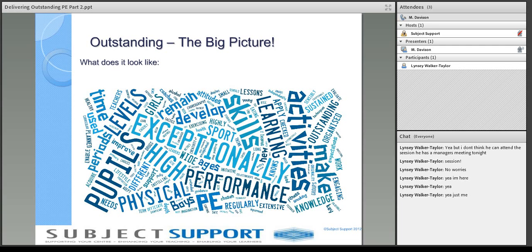You can probably remember this picture that we looked at last session, based around the key things that we should see in an outstanding PE lesson. So we've got the exceptional, we've got pupils, skills, learning, activities, but ultimately we've got to make sure that it's PE, so that everything has a purpose, everything links into physical education rather than just activity or education, etc.